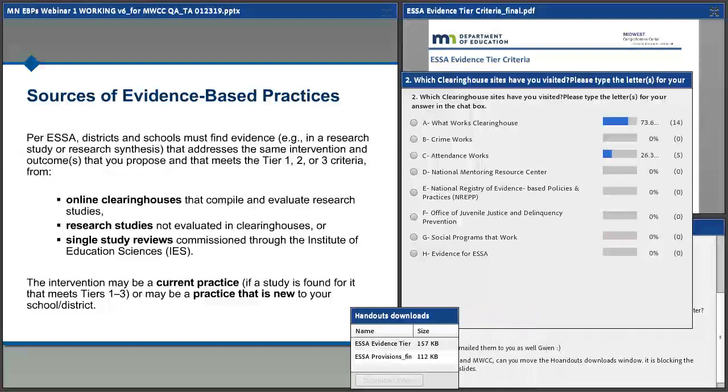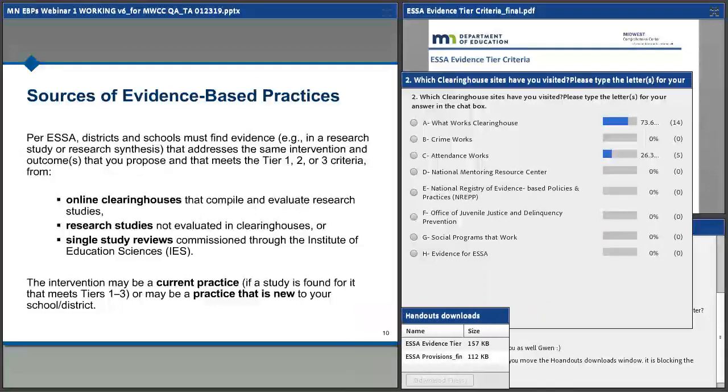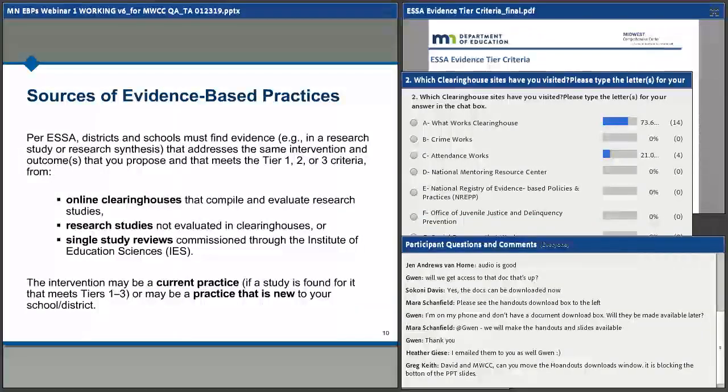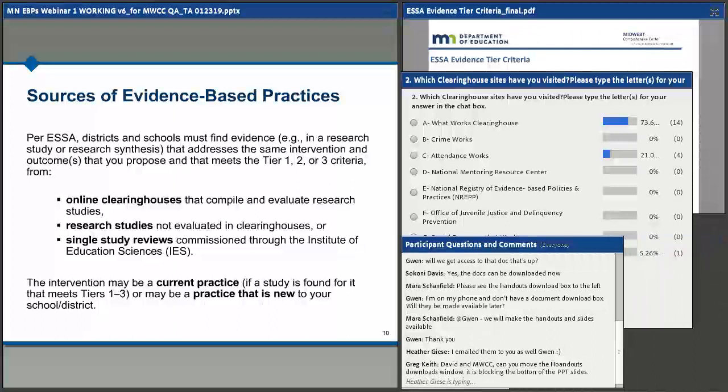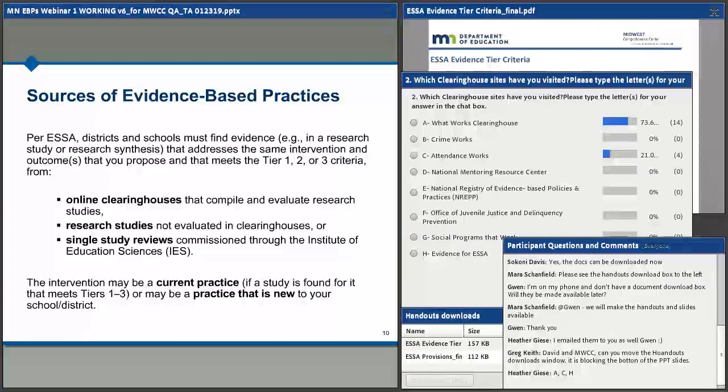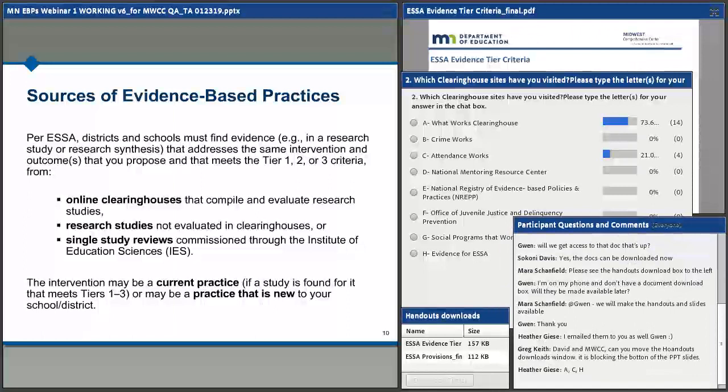So if you don't feel comfortable doing it yourself, you can actually talk with Minnesota, or you could contact us directly about arranging for the IES to do a study review for you. Now, I know there's some sort of wait to have that done, but it may be worth looking into now, before it becomes a really popular tool that people use.